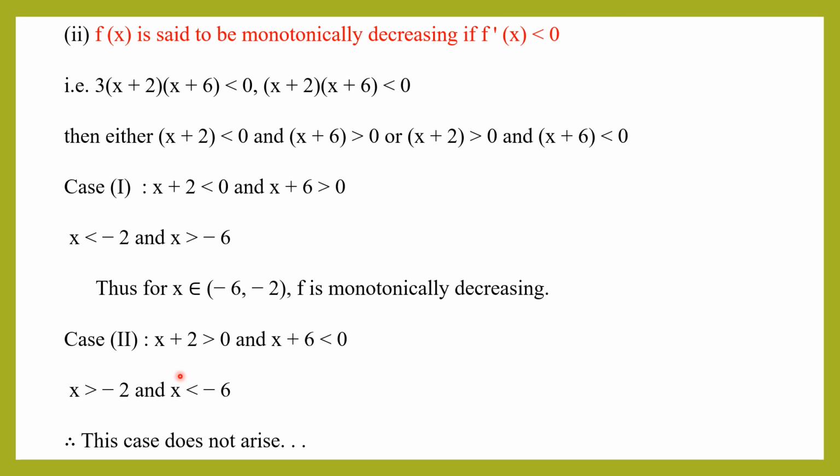Case second. Here the first term is positive and the second term is negative. Taking 2 and 6 to the right-hand side, we get x is greater than minus 2 and x is less than minus 6. Greater than minus 2 the numbers are minus 1, 0; less than minus 6 the numbers are minus 5, minus 4. Here both conditions are not satisfied, therefore this case does not arise.